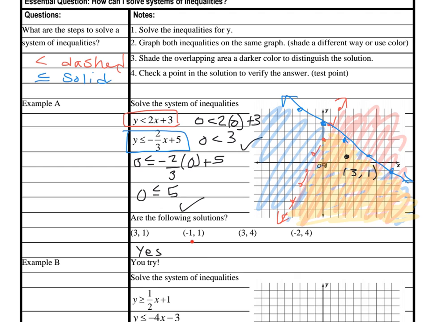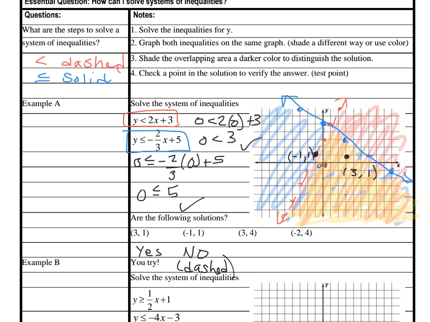Next, we need to check the point (-1, 1). Start at 0. -1 tells us we go left 1. Then +1 tells us we go up 1. So let's put a point right here. And that is the point (-1, 1), which if we look, is on a dashed line. So this is not part of the solution, because it's on a dashed line. A dashed line is not part of the solution because it doesn't equal it. It would have to equal it for it to be part of the solution.